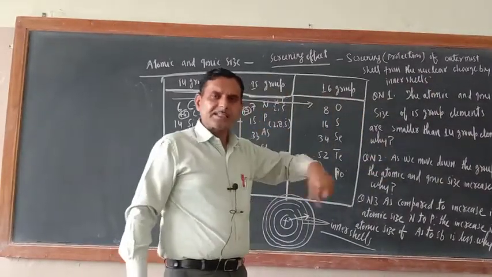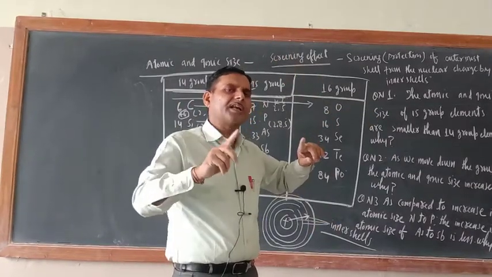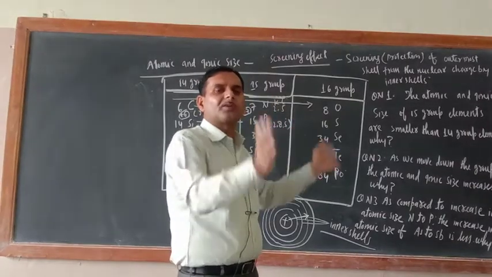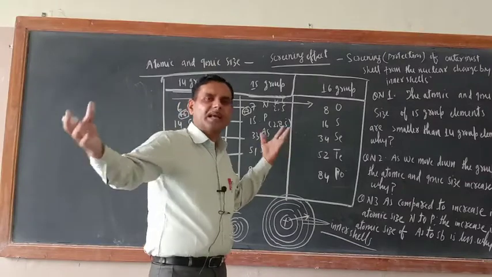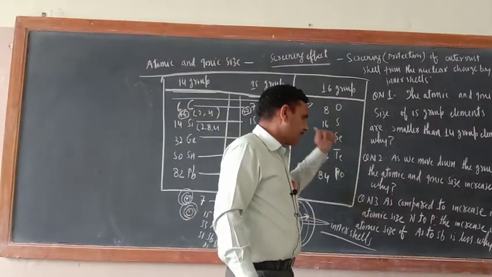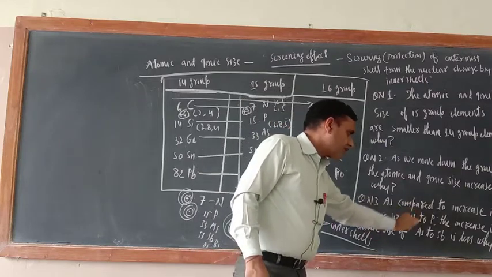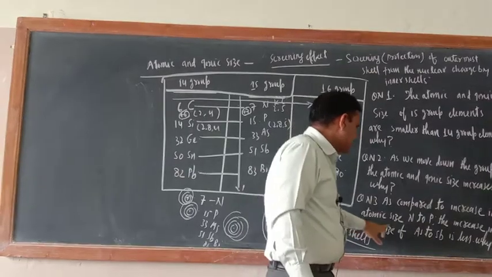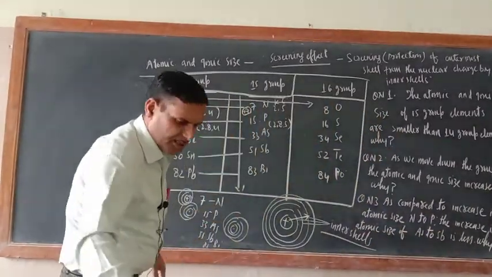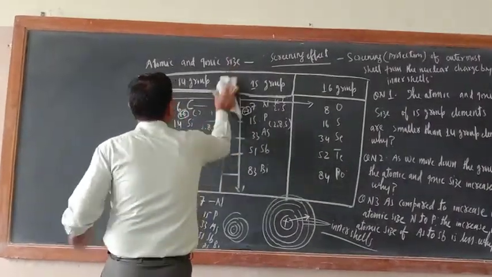So in any group, when we move top to bottom, the inner shells will increase and they will screen the nuclear charge, and it will not go to the outermost shell and the size will expand. I hope you have got the second question also. Question number 3: as compared to the increase in atomic size from nitrogen to phosphorus, the increase in atomic size from arsenic to antimony is less. Just see carefully. Now there is a need to focus on the 15th group.